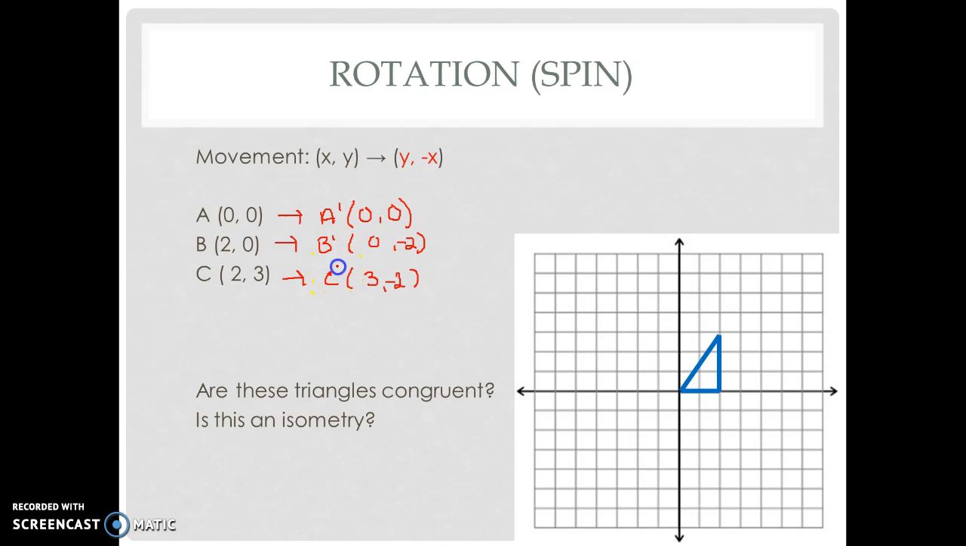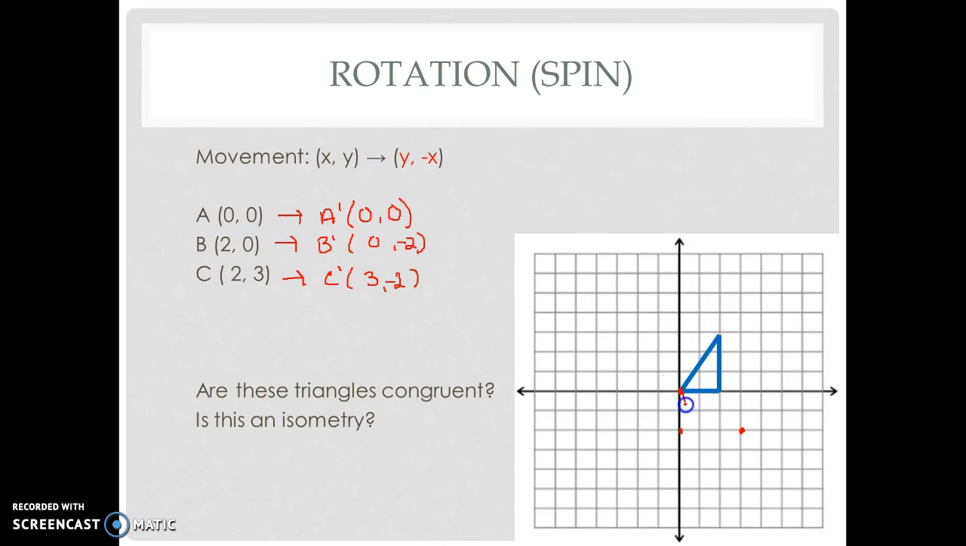So let's plot these points. This should be C prime. So we're going to have 0, 0. Then we're going to have 0, negative 2. And then C prime is over 3, down 2.